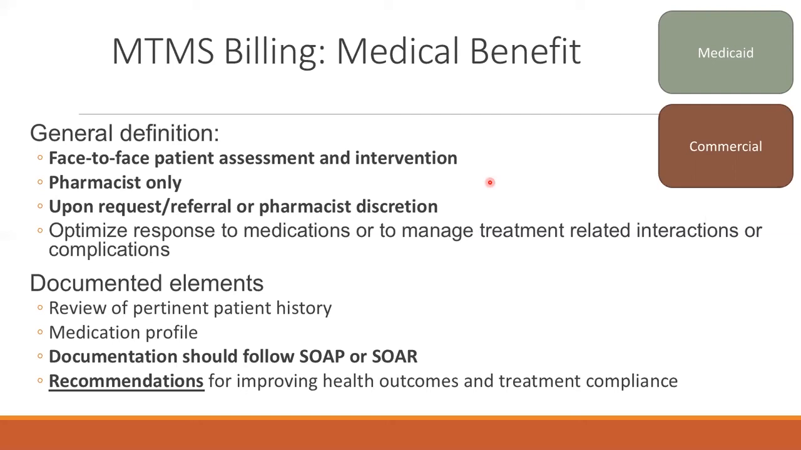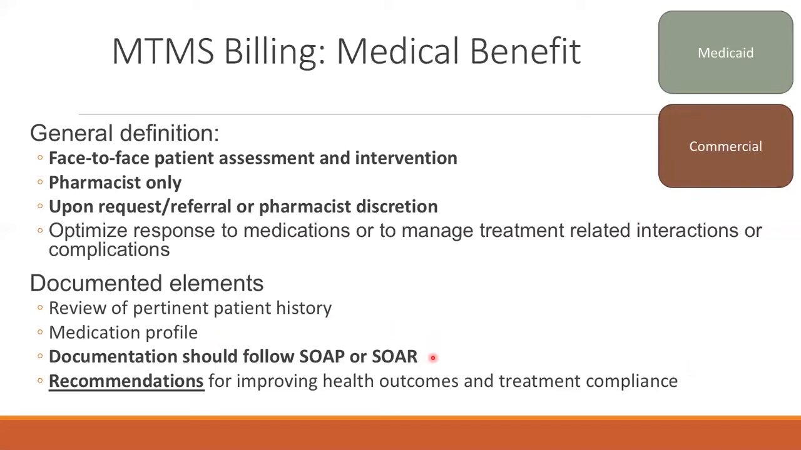And the overall intent is to optimize response to medications, or manage treatment-related interactions or complications. Now, the documented elements that have to be in the documentation or note for this encounter are really three components. It's a review of pertinent patient history, and when they say patient history, it's not defined. It has to be a review of the medication profile, and then recommendations for improving health outcomes and treatment compliance. That is going to give you some scope for what this is and can be, and there's no definition here that this is only for targeted individuals who have 3 or 4 chronic disease states.